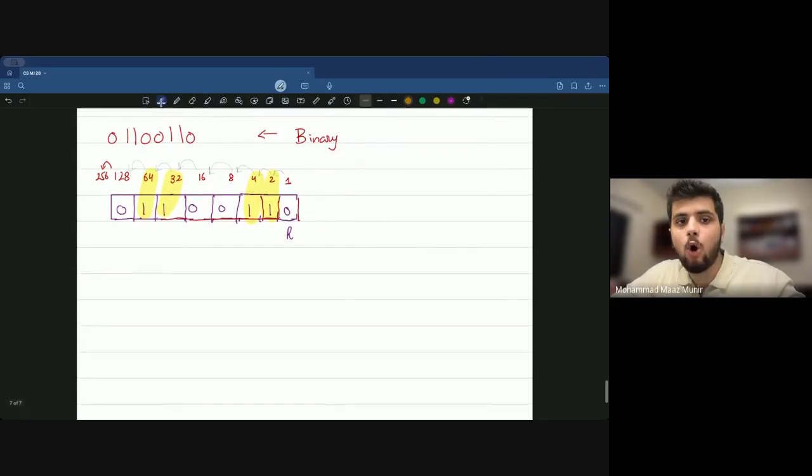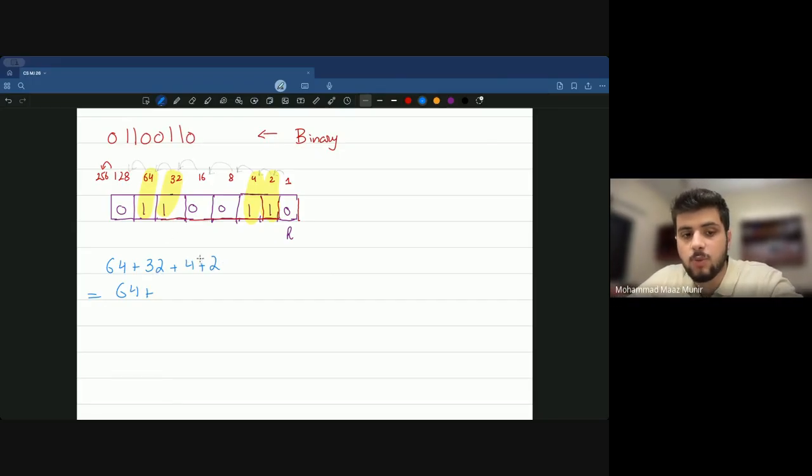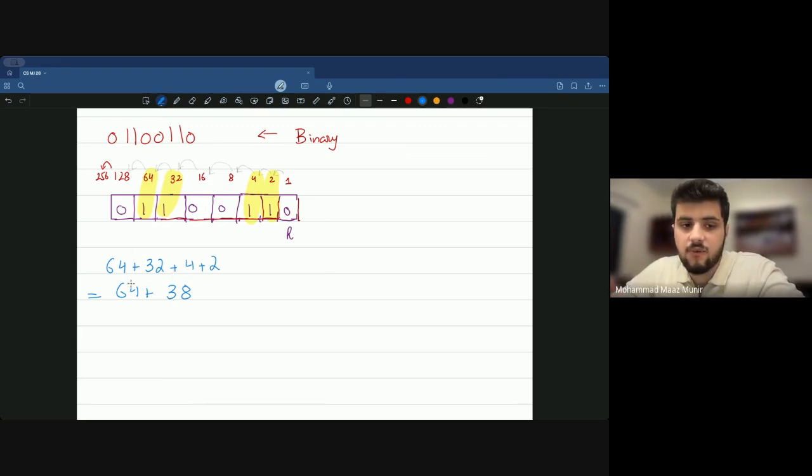Now we're going to be adding all these relevant values. So this comes up to be 64 plus 32 plus 4 plus 2. You should always do it in a way like 32 plus 2 is what? 34. 34 plus 4 is 38. 38 plus 64 is 102. Right? Let me confirm. Yep, perfect. So you get the answer as 102.